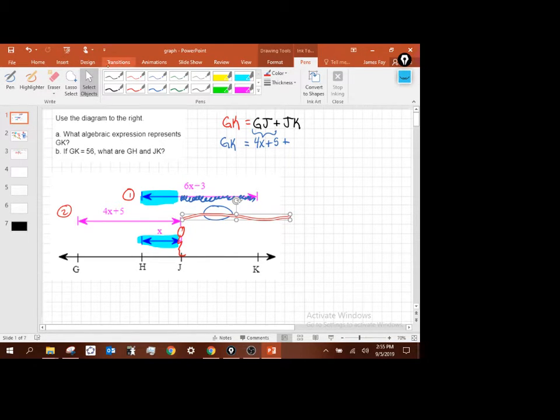So what I need to do is somehow remove that x. So I'm going to remove that x from here. If I take 6x minus 3 and remove x from it, what does that give me? 5x minus 3. And that is my expression then for JK, 5x minus 3. Does that logic make sense?